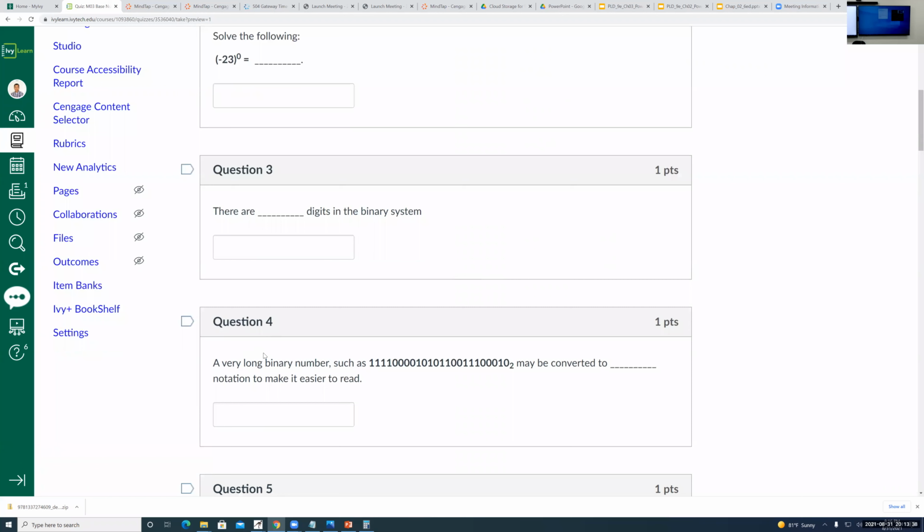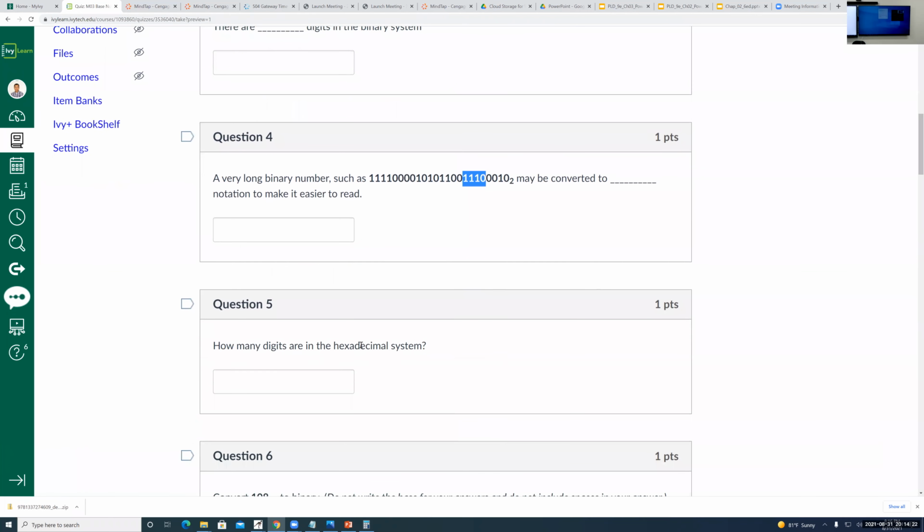Now, a very long binary number, maybe convert to a notation to make it easier to read. What do you think? Convert to what notation? Hexadecimal. Yeah. Remember that when working with hexadecimal notation, you group every 4 bits together from the right to the left. So we think about this one here. Where 4 bits, this one you convert, you have number 2, and this one you have 14 here, and so on. This one is the hexa notation here.